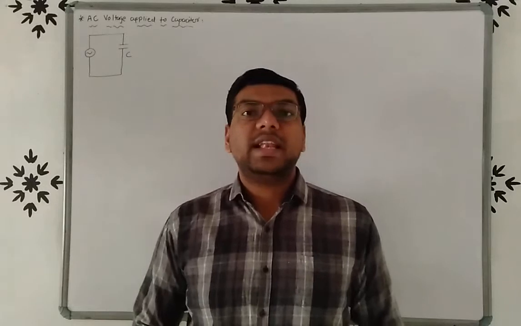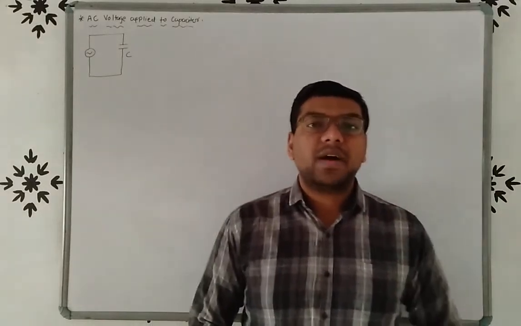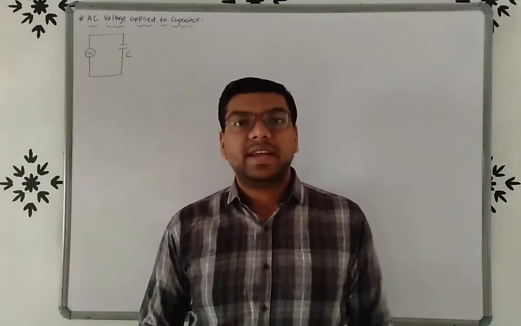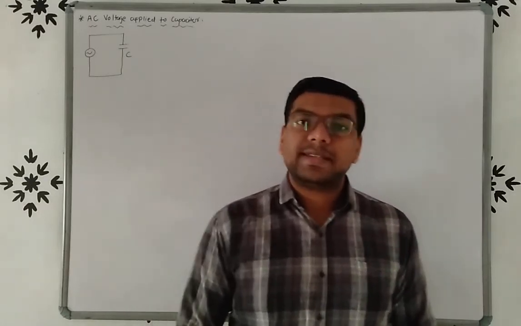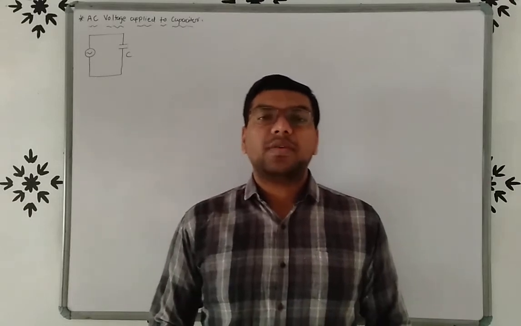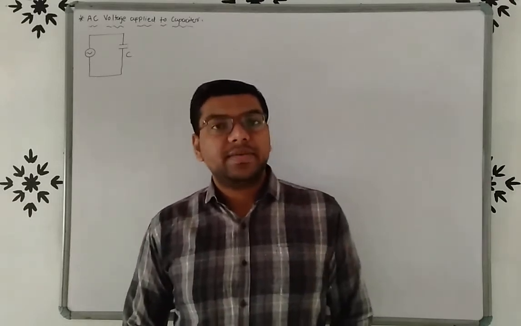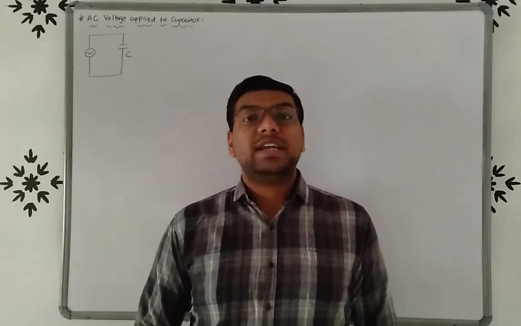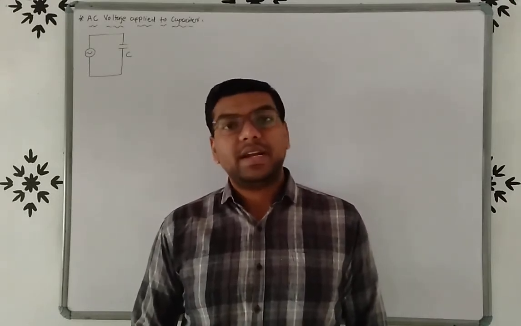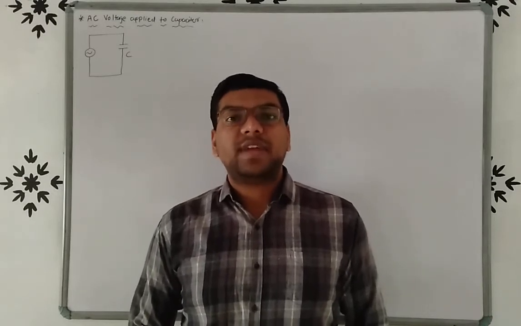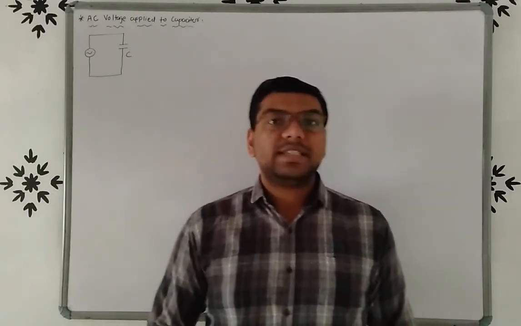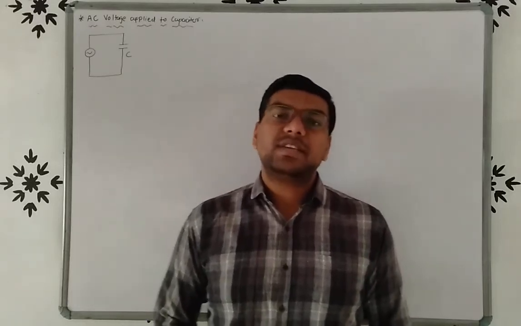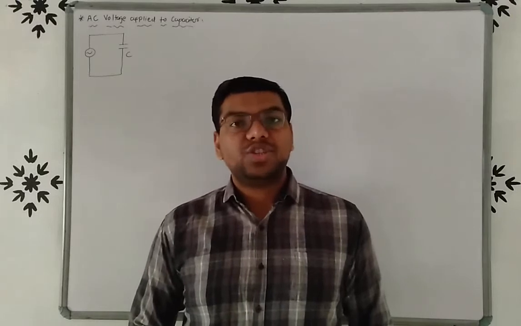Hello friends, in the last two lectures we discussed AC voltage applied to a resistor and an inductor. We know that for a resistor the voltage and current are in the same phase. For an inductor, current lags voltage by angle pi by 2. Now today we discuss AC voltage applied to a capacitor, and we derive the equation of current and average power.